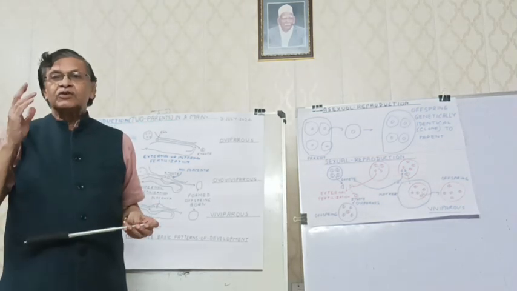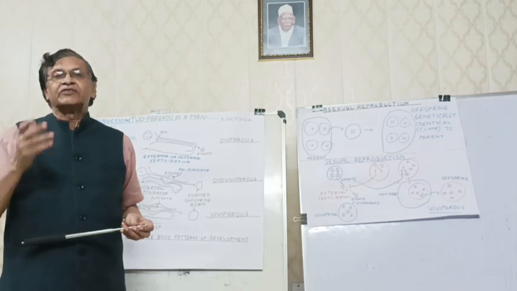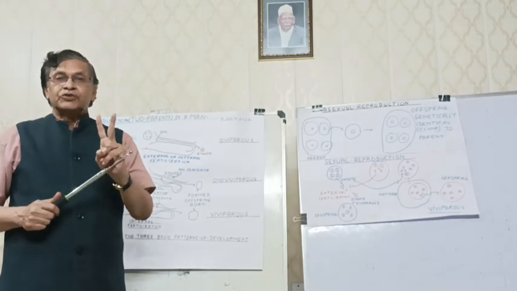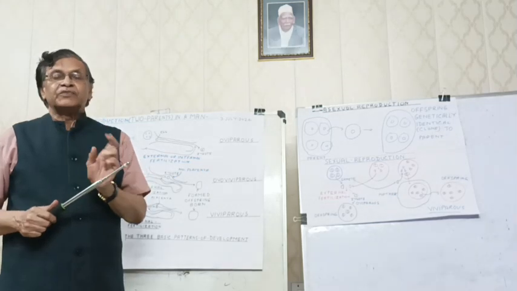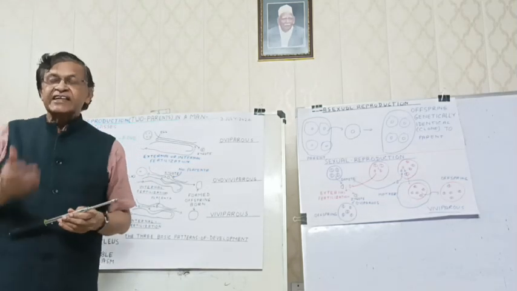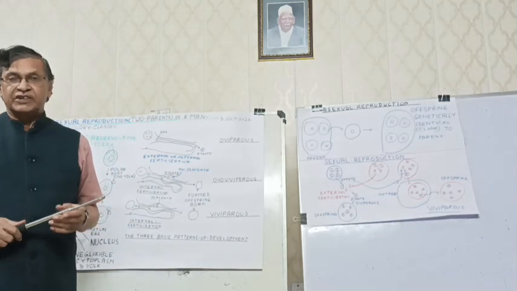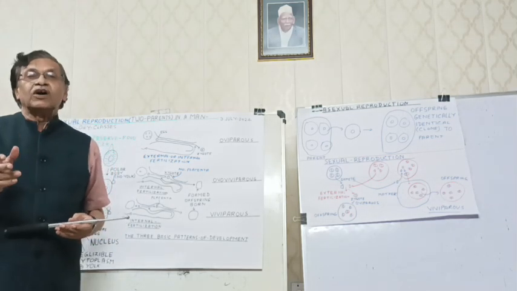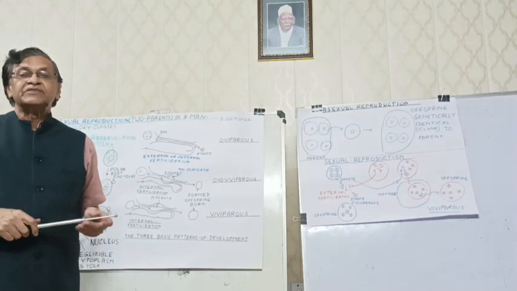We have discussed, out of the 4 parts of reproduction, the first part showing asexual reproduction. Today we will discuss the second part, sexual reproduction. This lecture is for class 10th CBSE students.